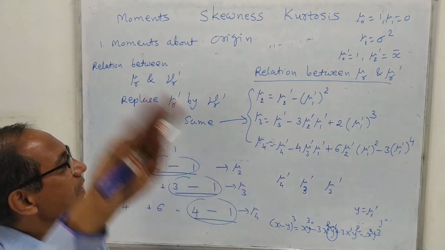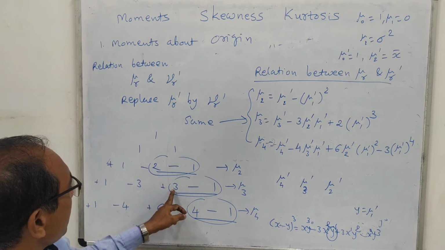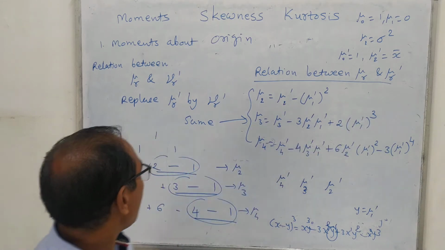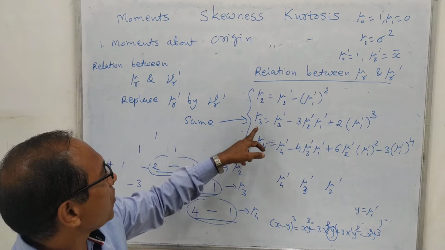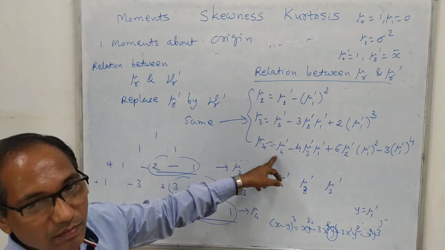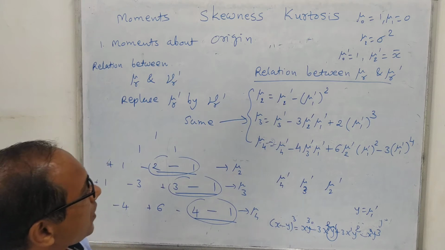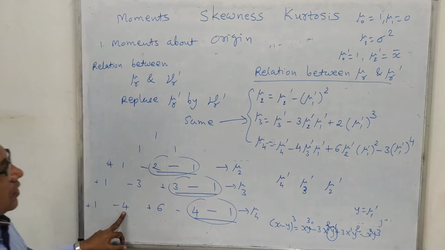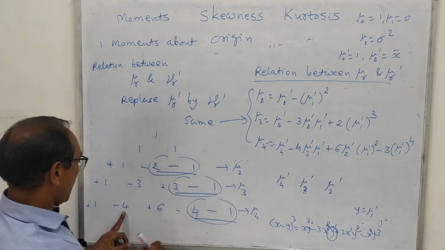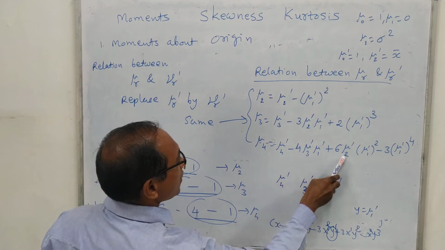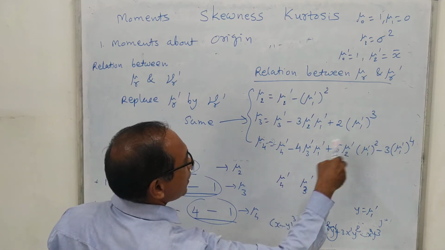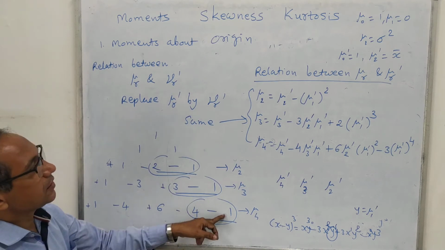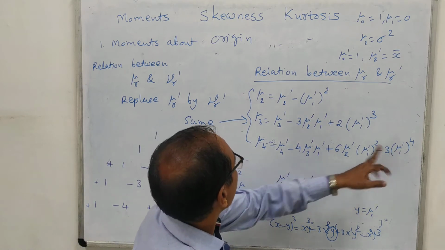Then mu 1 dash square, like it will increase. But here it is the end. So plus 2, 3 minus 1 is 2, mu 1 dash whole cube. The last term has the same power as that of mu r. Mu 4 dash, we will start from mu 4 dash. Mu 4 dash minus 4 mu 3 dash into mu 1 dash, plus 6 mu 2 dash, and mu 1 dash is fixed, mu 1 dash square, its power will increase now. And the final term is here, minus is there, and 3 is here, so minus 3 mu 1 dash whole raised to 4.